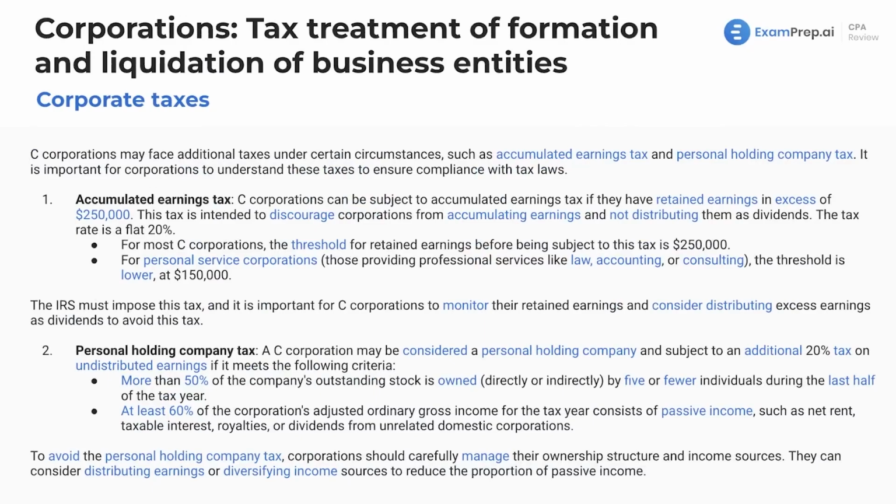Diving in a little bit more, specific to corporate taxes here. C Corps may face additional taxes under certain circumstances, such as accumulated earnings tax and the personal holding company tax. It's important for us to consider these. Now, what are these? We'll talk about them.